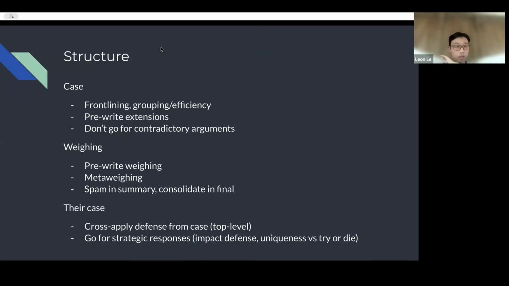Now the third part of summary is their case, and there are two main things here. The first is cross-applying defense from case slash general top level responses that answer all of your opponent's arguments. So an example would once again be the encrypted communications topic. There's this ManPearl 17 card that we read a lot that says that companies like Google, Apple, etc.